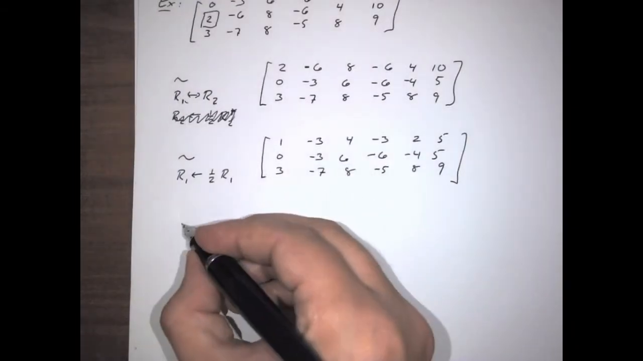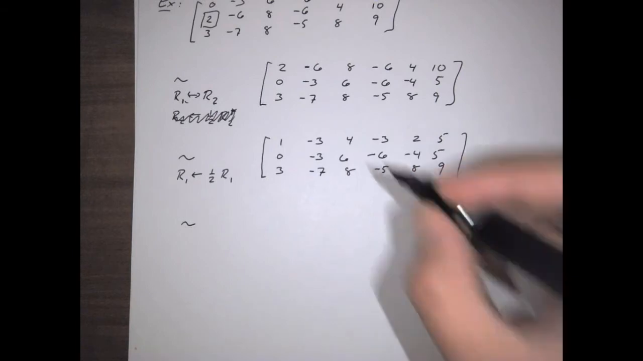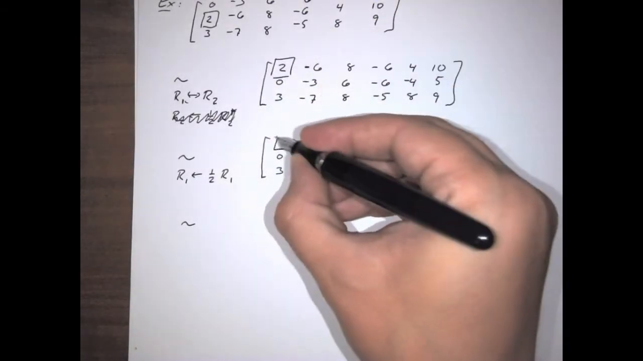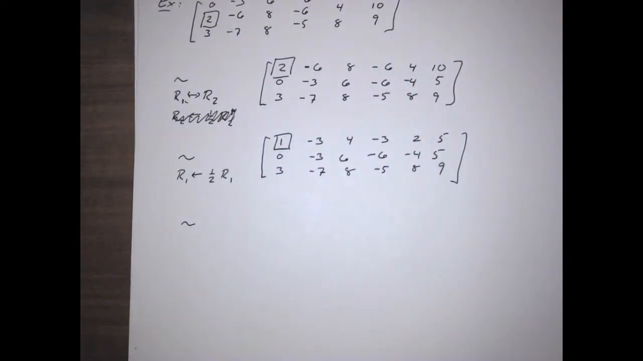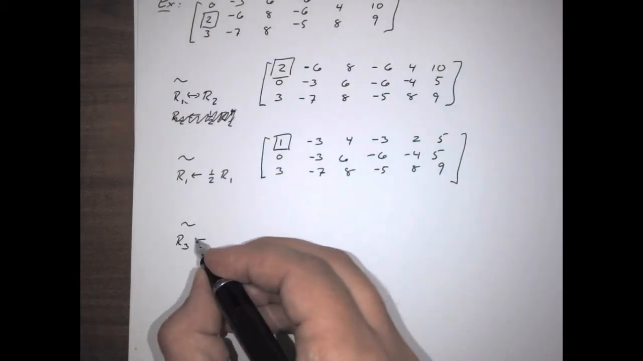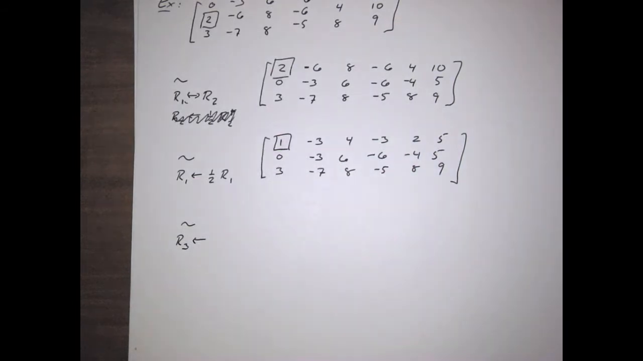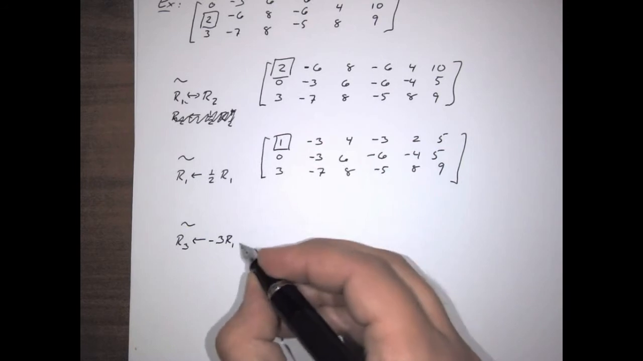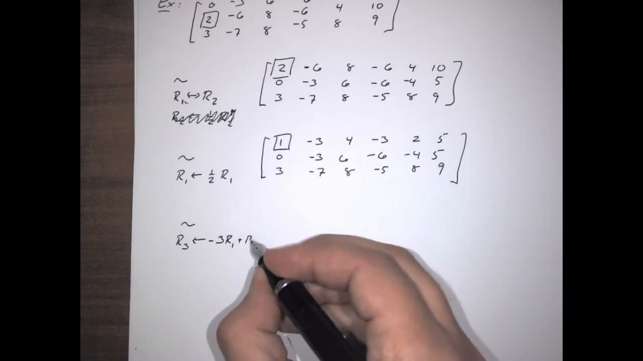Now, what we want to do is use this pivot that we've got here. So this is our pivot that we're working with. We're going to use the pivot to clear the entries below and above it. Now, currently there are no entries above it, and the first entry below has already been cleared. So that means our only step now is that row 3 is about to get itself cleared a little bit by doing negative 3 times row 1 plus old row 3.